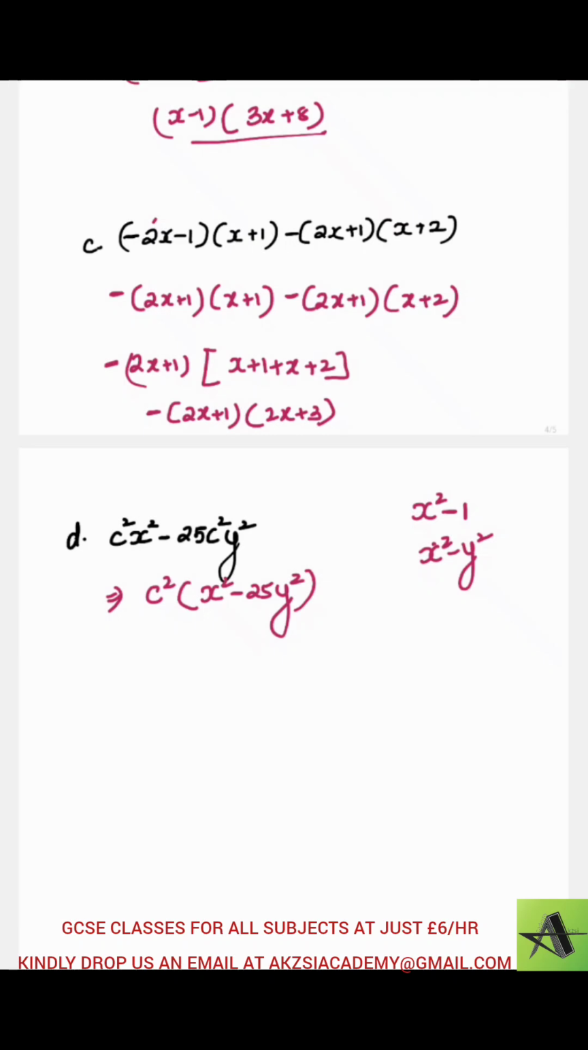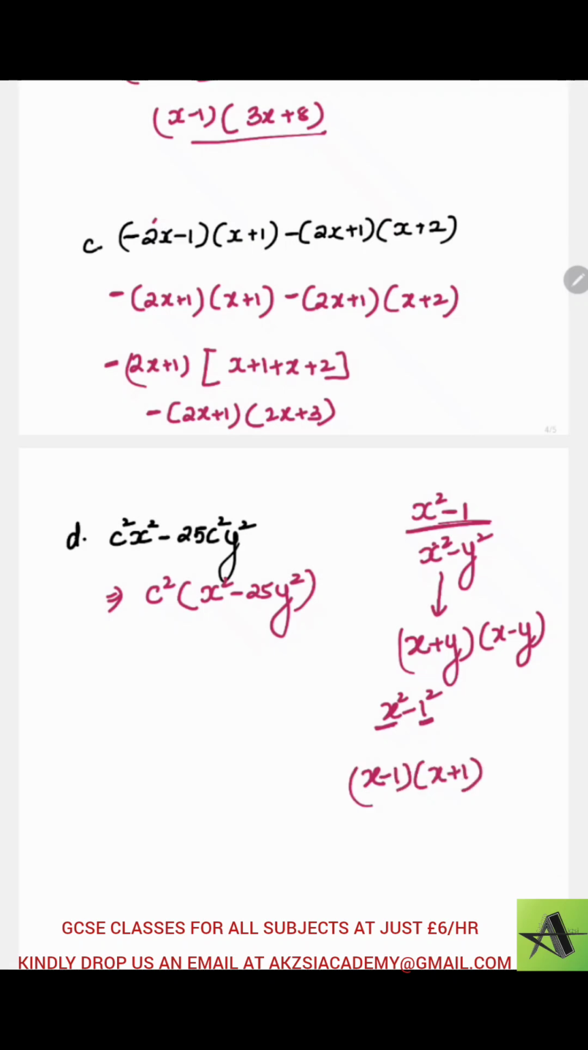This can also be done by splitting the middle term because it's a quadratic. But instead we'll use a direct formula, which is the root of x squared is x and the root of y squared is y. And I'll write x minus y times x plus y. That would be the final answer. Similarly, if it's x squared minus 1, both are squares separated by a negative sign. So the root of x squared is x, the root of 1 is 1. So x minus 1 and x plus 1 will give you the answer.